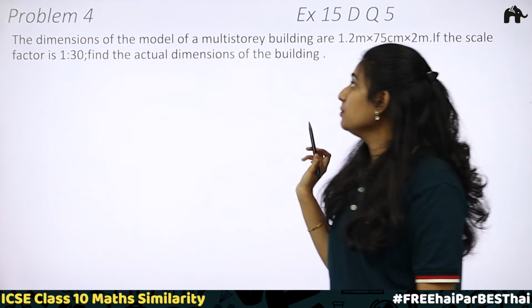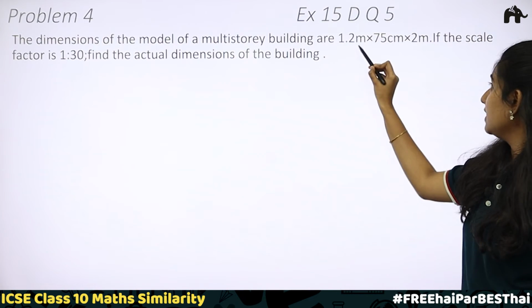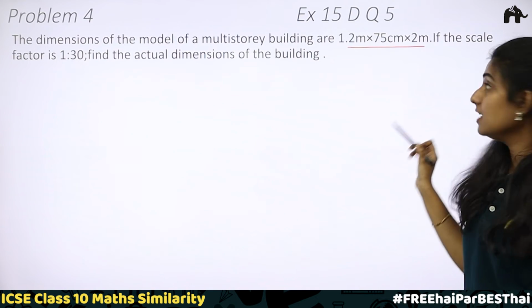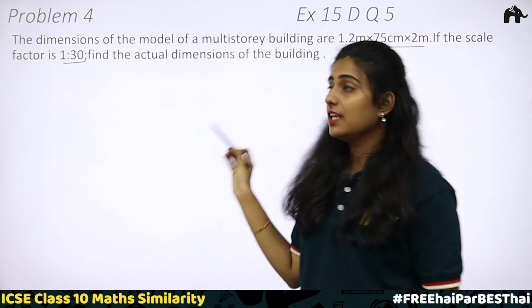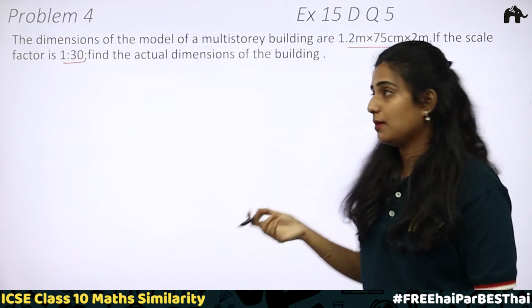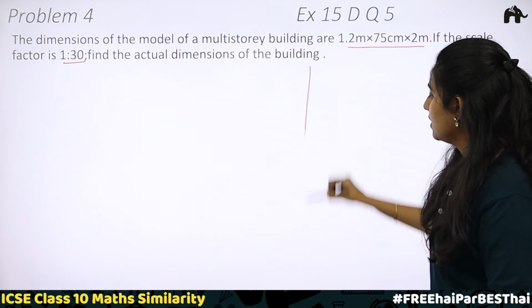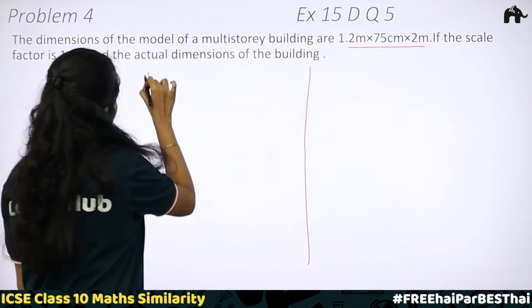The dimensions of the model of a multi-story building are 1.2 meter by 75 centimeter by 2 meter. If the scale factor is 1:30, find the actual dimensions of the building. We need to find the actual dimensions of building. So here, given the dimensions of model.